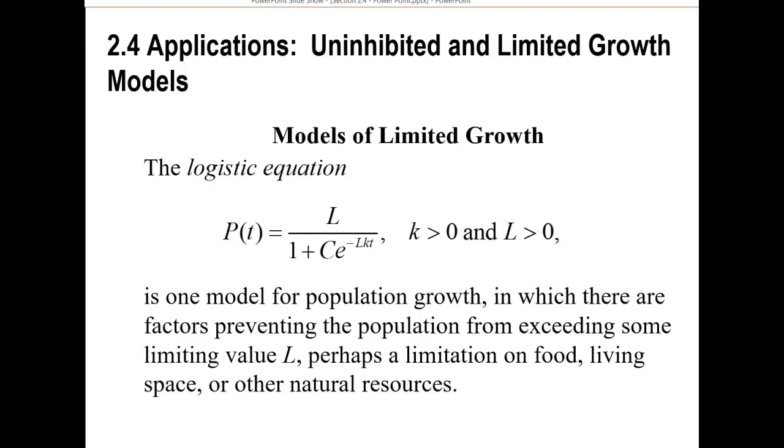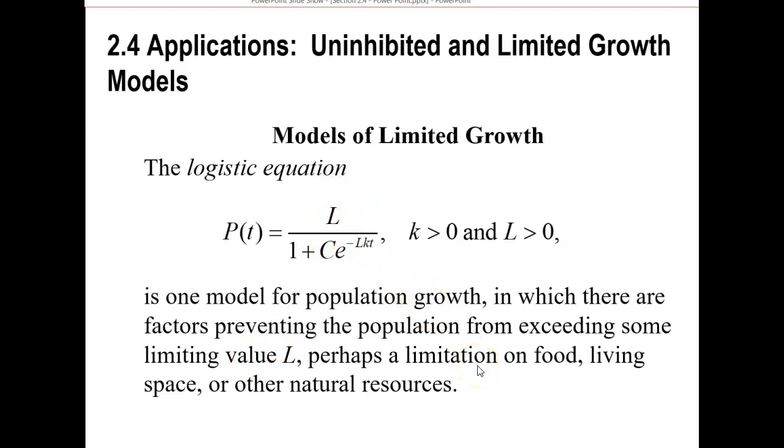All right, so our next example moves to models of limited growth. So in other words, where the maximum value that you could end up with has a cap, right? It can't just go on forever. So we're going to use what we call the logistic equation, which is this. P of t equals L divided by 1 plus C e to the negative Lkt, k and L both must be positive constants, is one model for population growth in which there are factors preventing the population from exceeding some limiting value L. In other words, this L value is the max it could possibly get.